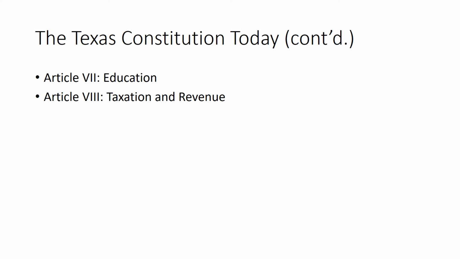Article 8, Taxation and Revenue. This article grants the Texas legislature the power to tax individual and business income. Moreover, Article 8 stipulates that revenue garnered from an income tax must be dedicated to education and tax relief. Remember, in the state of Texas, we do not have a state income tax. However, should a state income tax ever be voted on by the Texas voters, that income tax must be dedicated to education and tax relief.